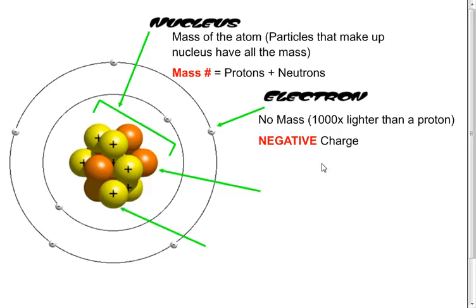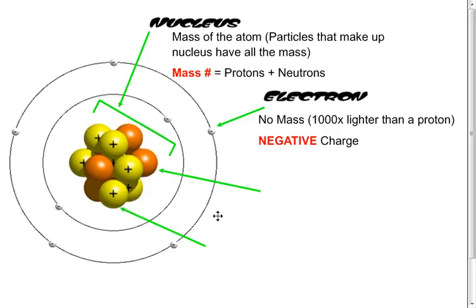So here's the big thing, though. Electrons do not have mass. Yes, they do, but we're going to assume they don't. They are 1,000 times lighter than a proton, so the amount of mass that an electron has is basically negligible to what we need it to be, so it is not important to us. Big thing, negative charge. Electrons have a negative charge.